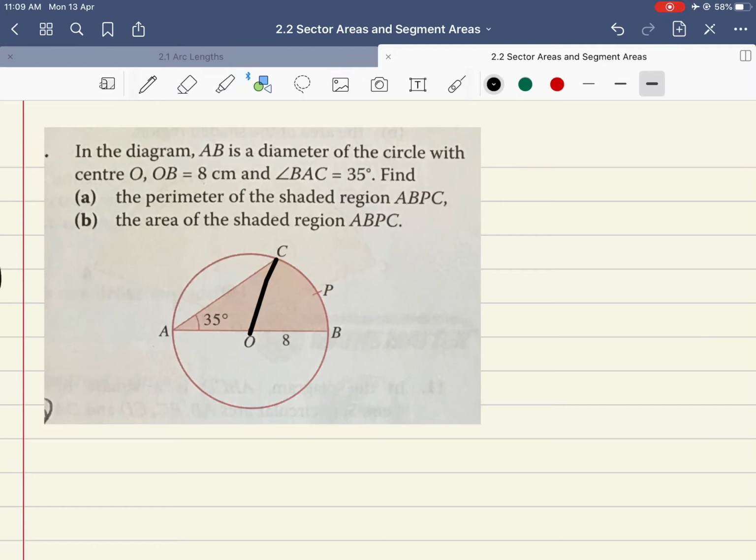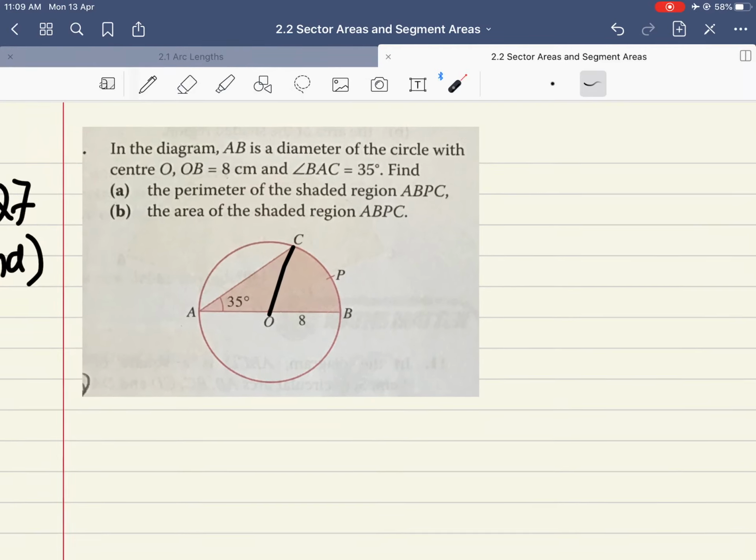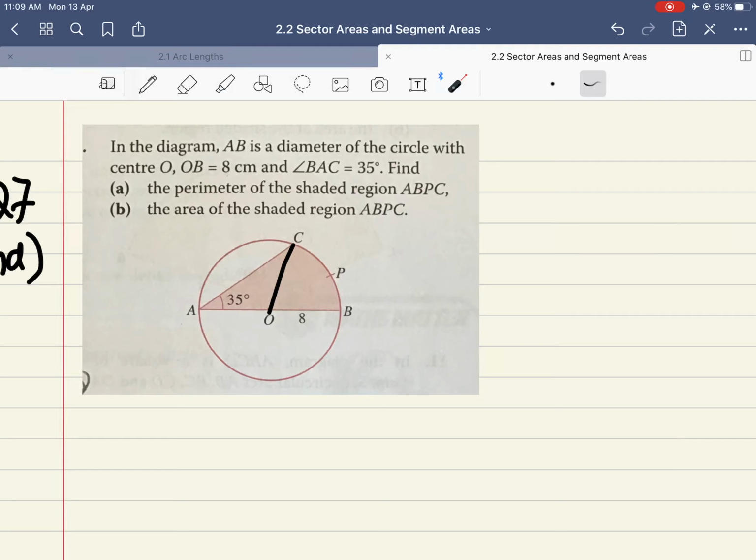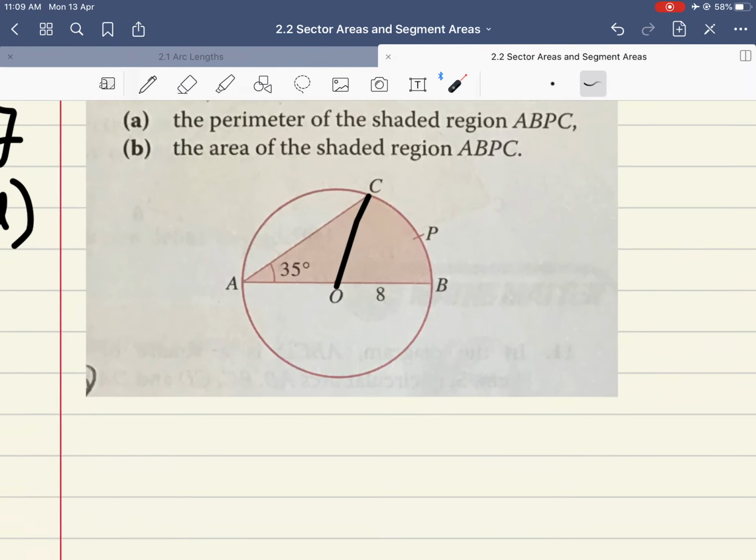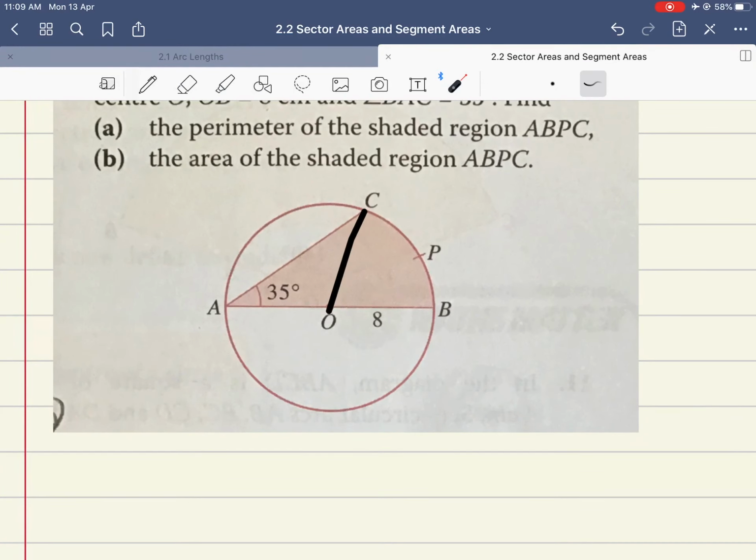If I drew something like this, what I get here will be a sector, which is OBPC, and a triangle, AOC. Now, the perimeter of the shaded region will be made up of, first, BPC, the arc, then I need this 8 plus 8. AC might be slightly more difficult to do, but we can still get to it. So just give me one short moment, we can try to find the angle, the side AC.